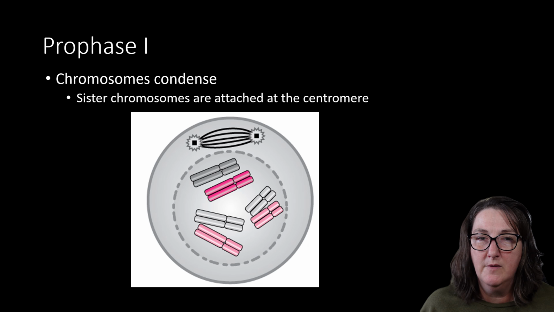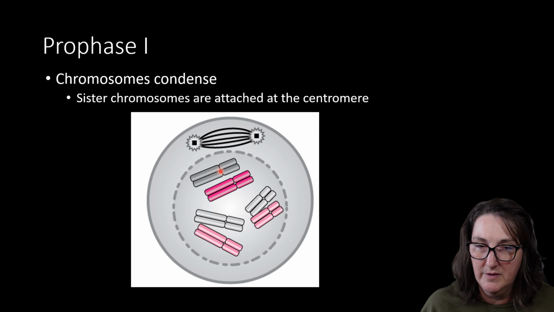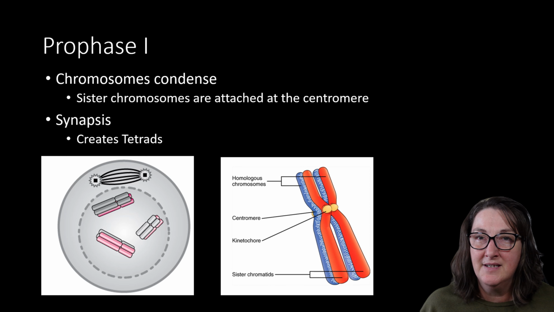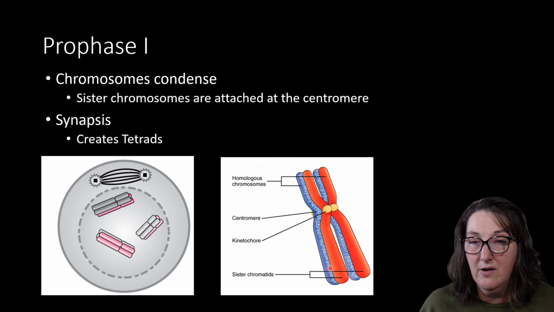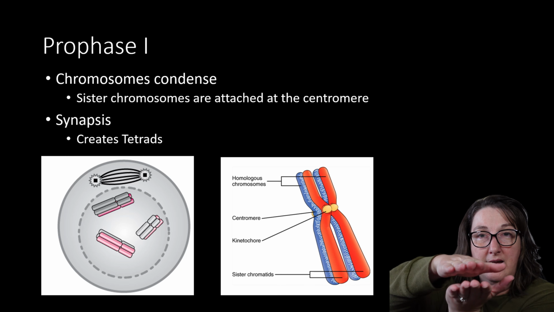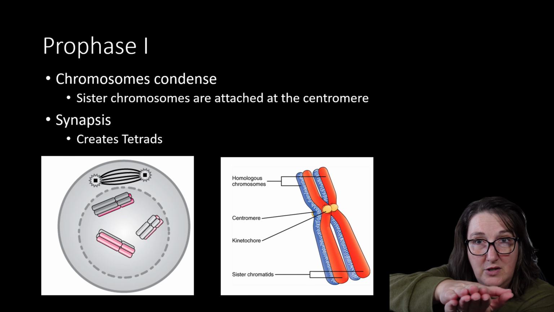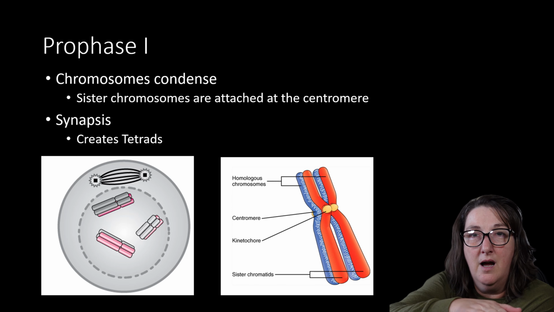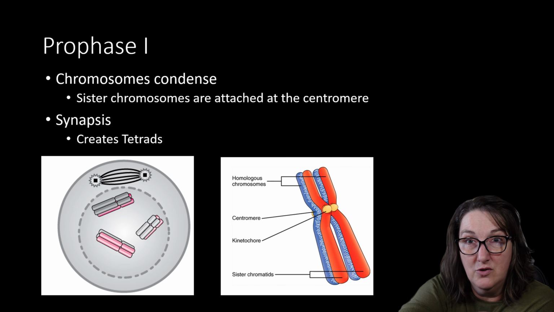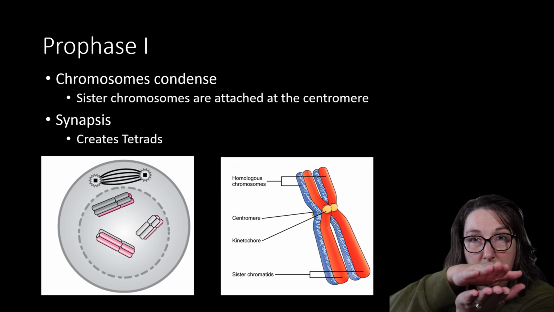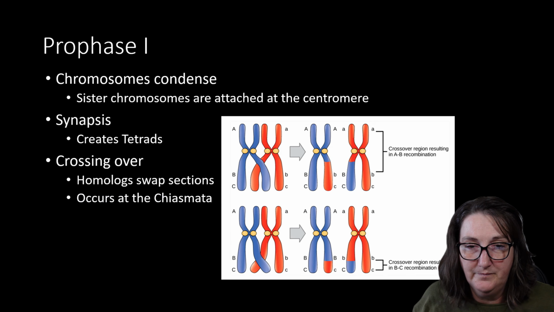So prophase 1, the chromosomes condense. The sister chromosomes are attached at the centromere. So remember, centromere is here in the middle. I'm going to have synapsis, which is going to create what are called tetrads. And what happens, this is mom chromosome 1, we'll say this is dad chromosome 1. They are going to line up, and they basically stick like Velcro. They're going to attach to each other. And this is super important when we talk about the mixing of these traits here in just a second. They're going to attach and stick to each other.